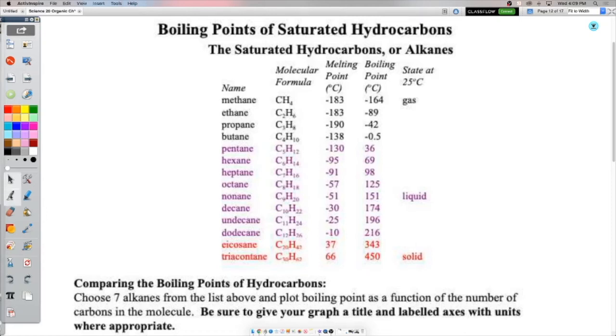Okay, so our very last topic for organic chemistry, and actually for our entire chemistry unit, is some applications of the different properties of these different hydrocarbons that we've been talking about. So different hydrocarbons have different properties, right? That shouldn't surprise you too much, right?